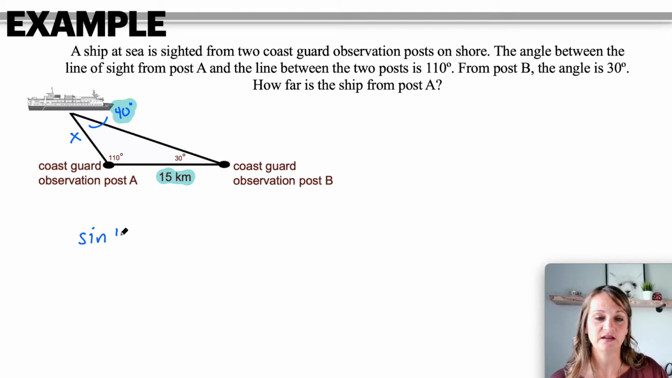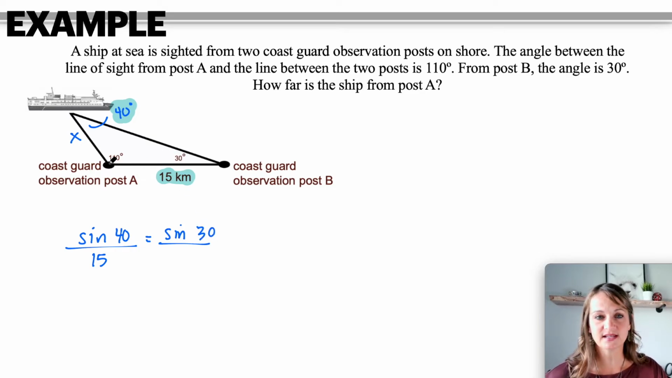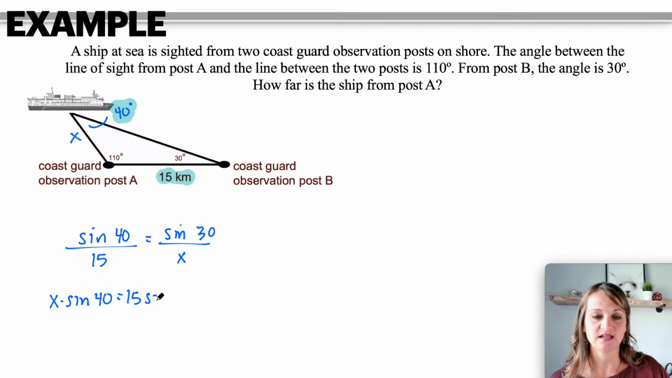So sine of 40 divided by 15 is going to equal sine of 30. Why do I use 30 instead of 110? Because that is opposite of the unknown that I need to find. So opposite of 30 degrees is going to be our unknown length that we need. So to cross multiply, x times sine of 40 is going to equal 15 times sine of 30.